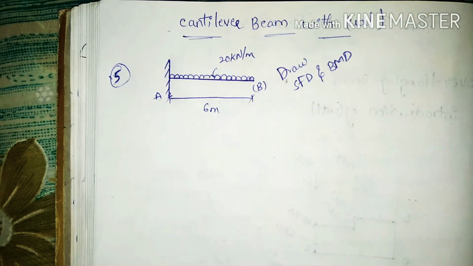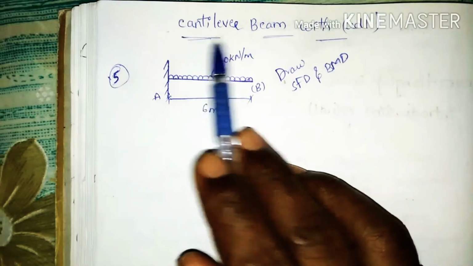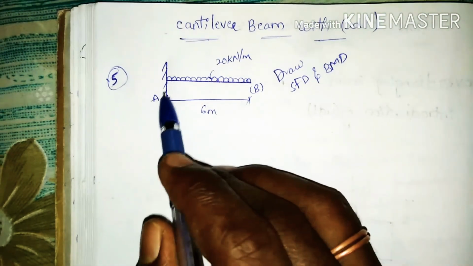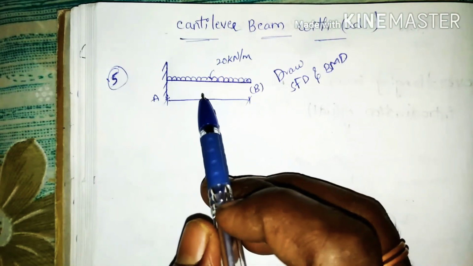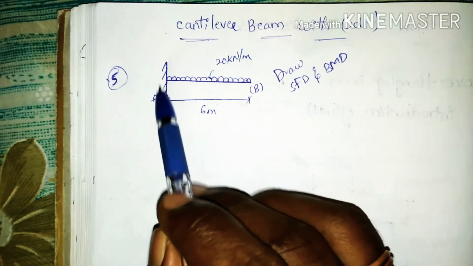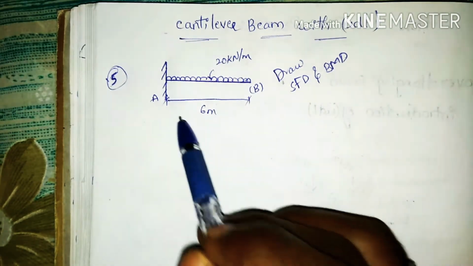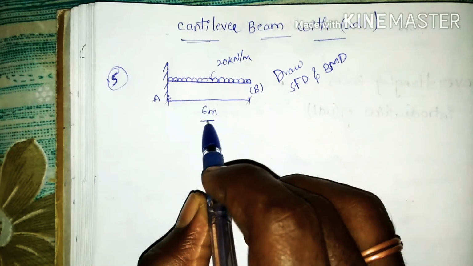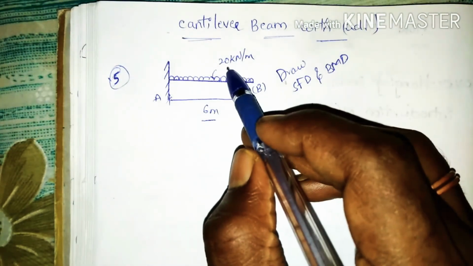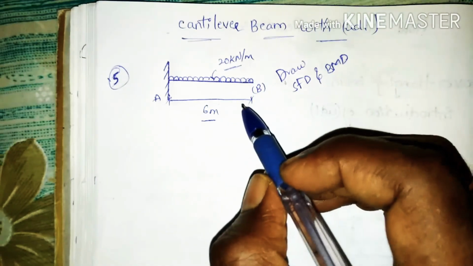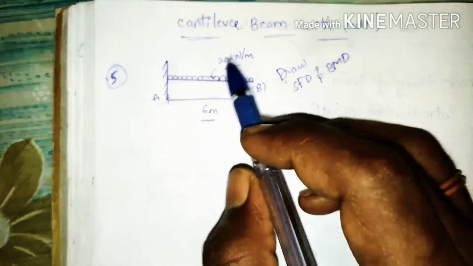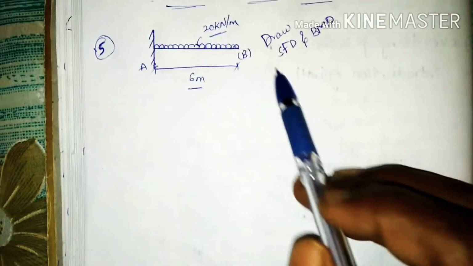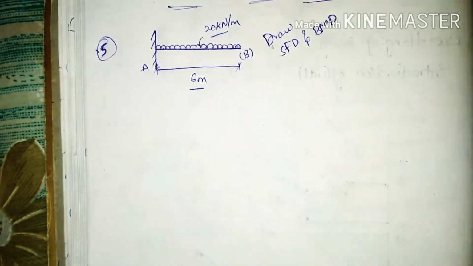Today we are going to study the cantilever beam with a UDL. Here the UDL is acting throughout the span of the cantilever beam. The span is 6 meters, and the magnitude of the UDL is 20 kilonewton per meter. We have to draw the shear force diagram and bending moment diagram.